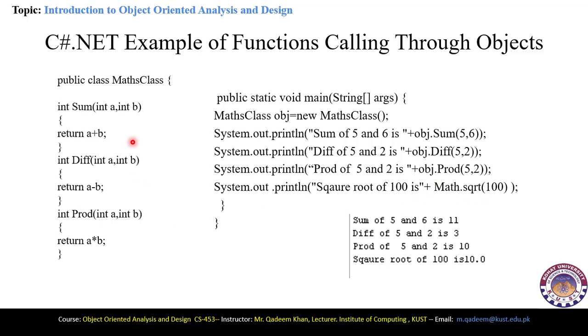Square root of 100 is 10 here, and this is calculated through the square root function. But you can see that this function is not defined here, because it is a built-in function, Math.sqrt, and Math is the class of mathematical operations. After calling these functions, the output will look like this: sum of 5 and 6 is 11, difference of 5 and 2 is 3, and product of 5 and 2 is 10. And similarly, square root of 100 is 10.0. So this is the C#.NET example which shows how we can define a class, instantiate objects, and call the functions of the class through the objects.